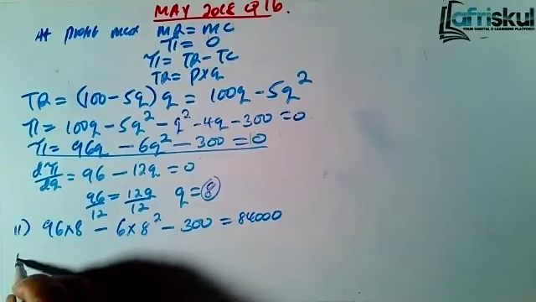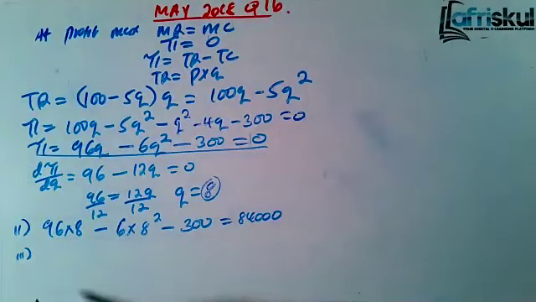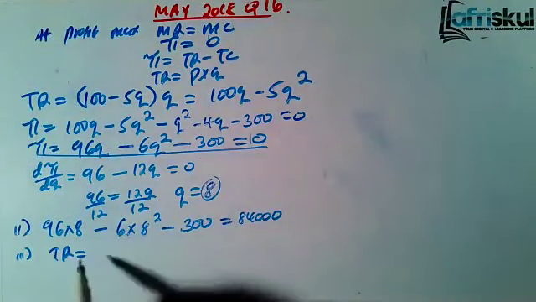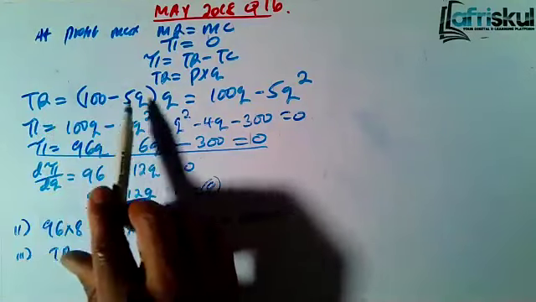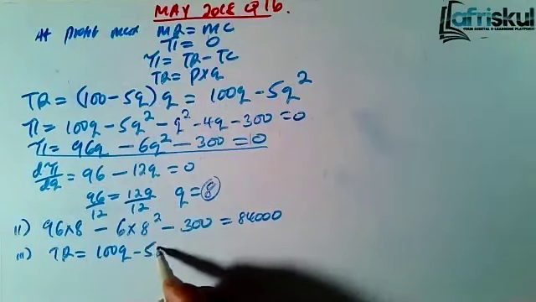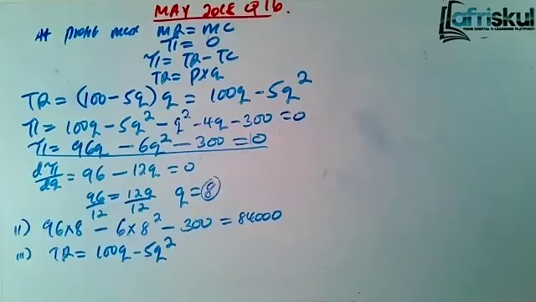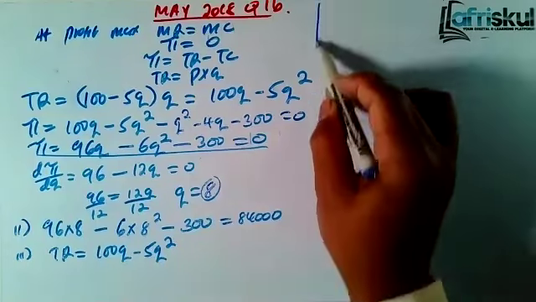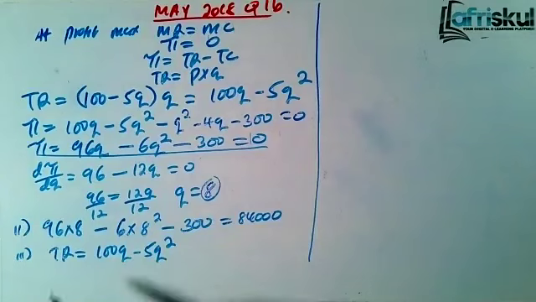Let's go to number 3. Number 3 is the maximum total revenue. So we already have the total revenue function. This was the total revenue function here, which was 100Q minus 5Q squared. But they have said maximum. If they say maximum, you have to differentiate.